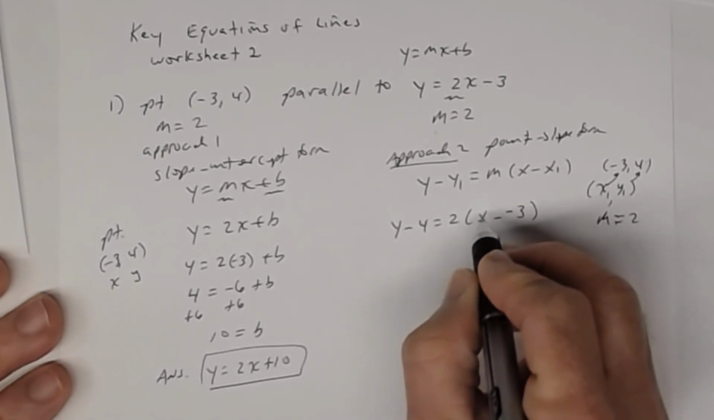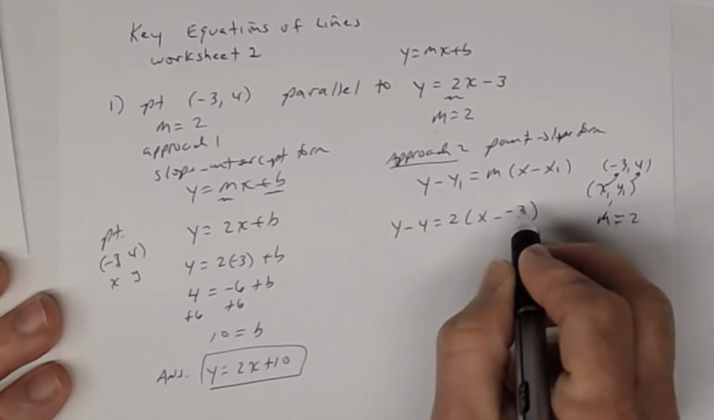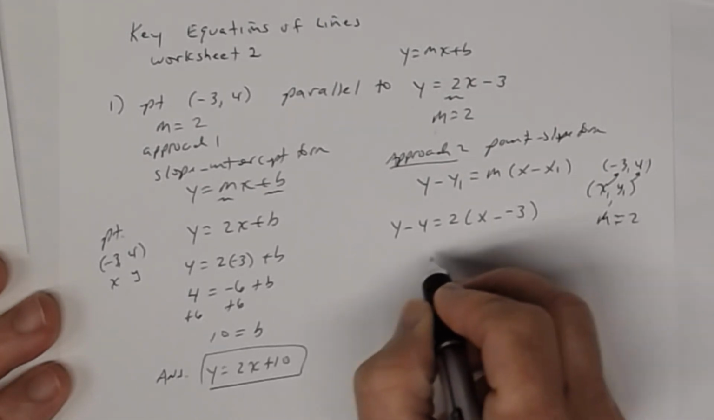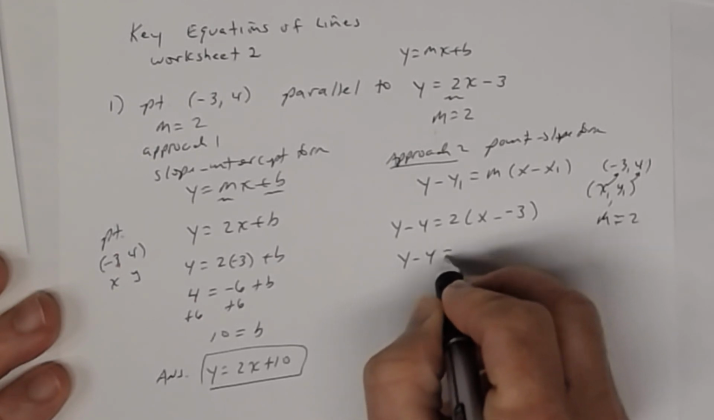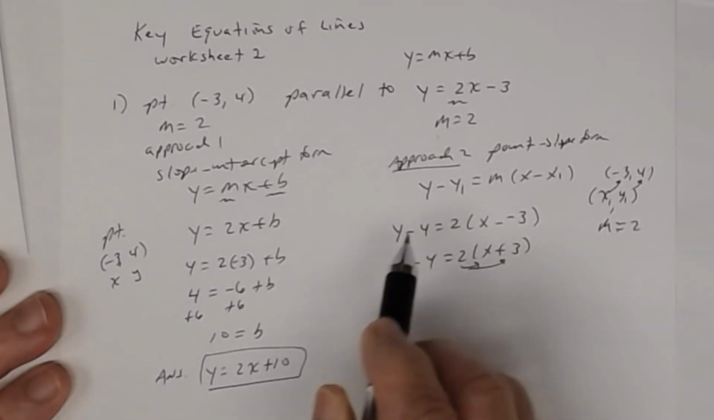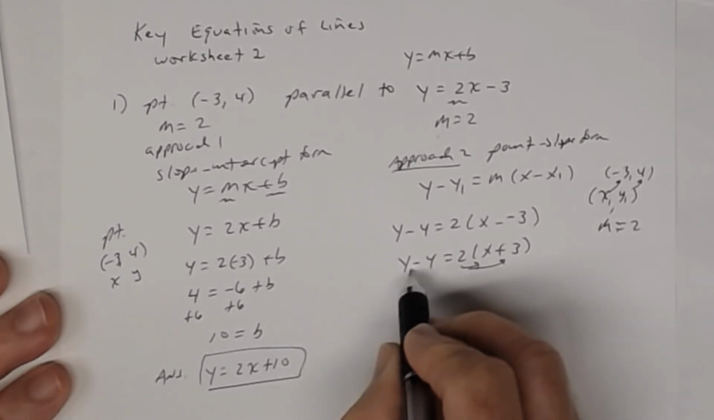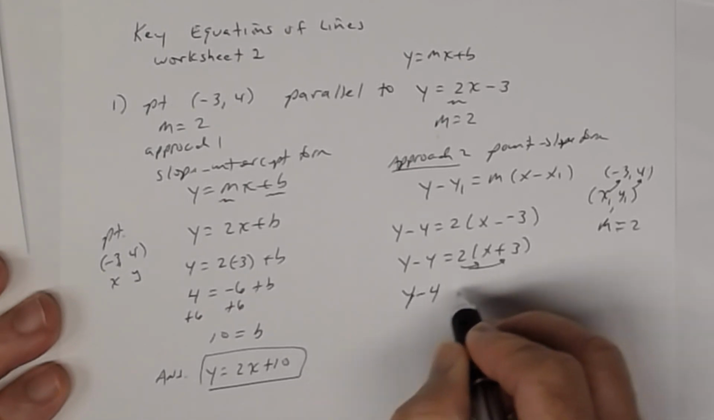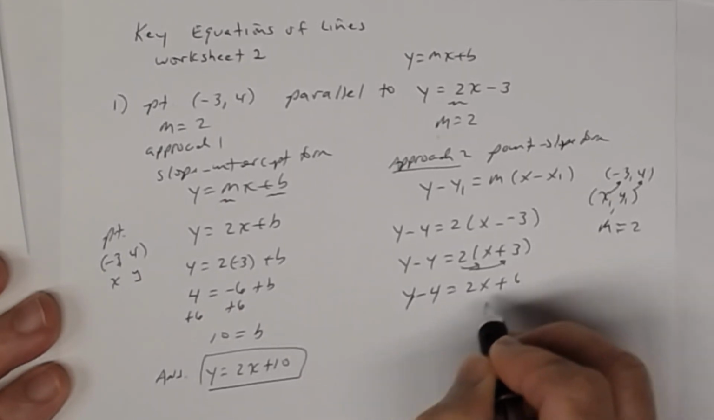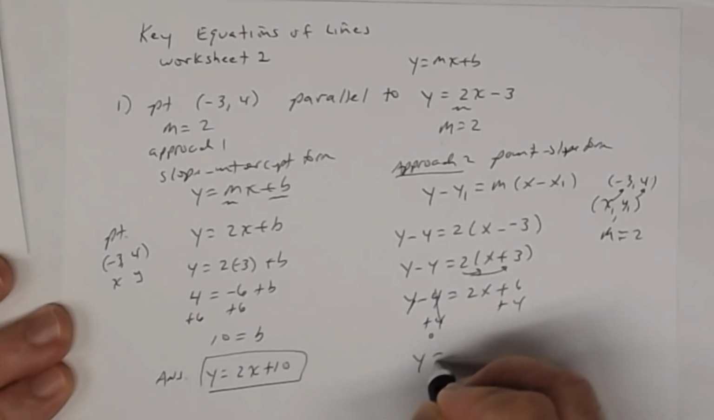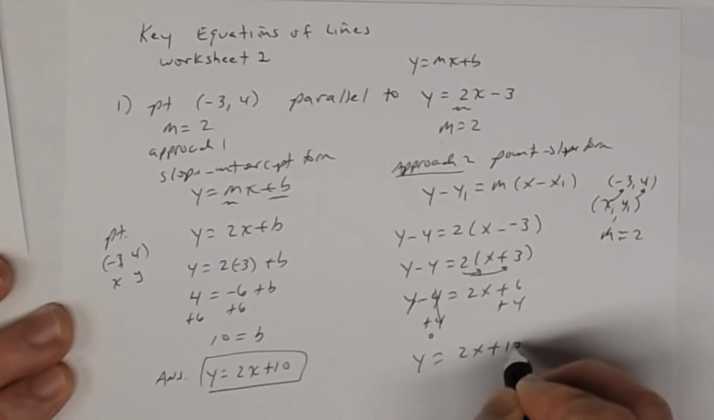X subtract negative 3 means the same thing as x plus the opposite of negative 3. So it'll be x plus 3. So y minus 4 equals 2 times x plus 3. Now we distribute, because remember we're trying to get this in slope-intercept form, so I have to get y by itself. So y minus 4, that's a y, equals 2 times x is 2x, 2 times 3 is 6, and then finally adding 4 to both sides, I get y equals 2x plus 10.